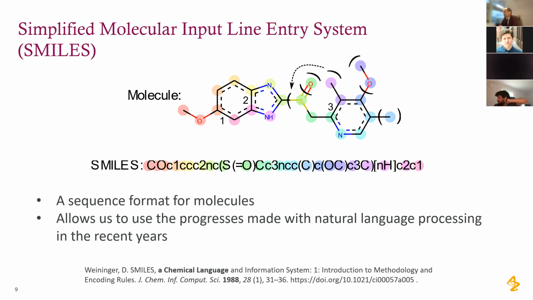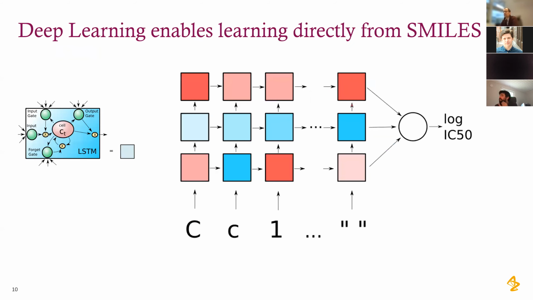Or we can also use numbers to say here's an extra bond between areas in the graph. So that's a very convenient format if you want to send molecules in plain text and emails, or store them in a spreadsheet or something. But it has also turned out that it's very efficient when we want to use natural language processing architectures that have been developed in recent years.